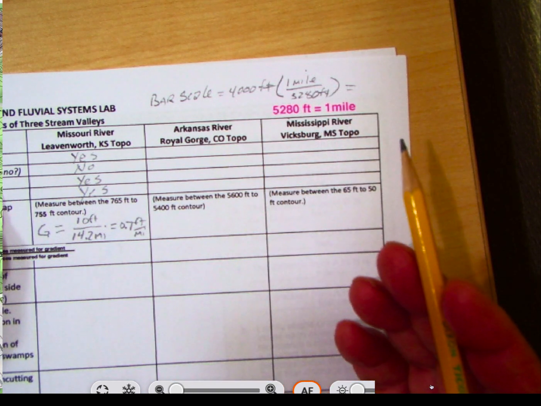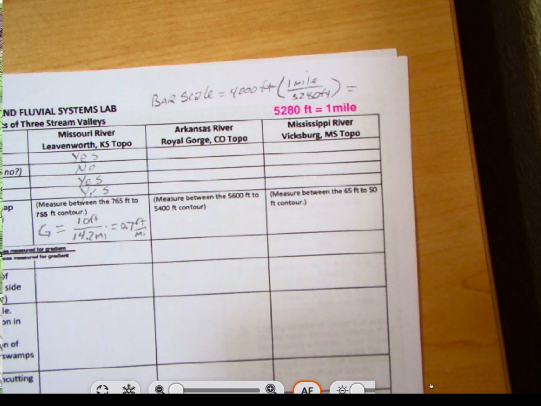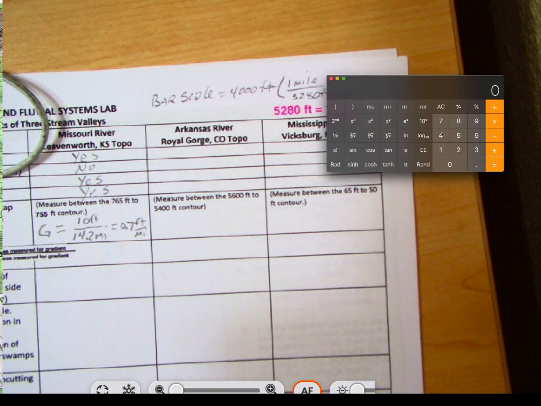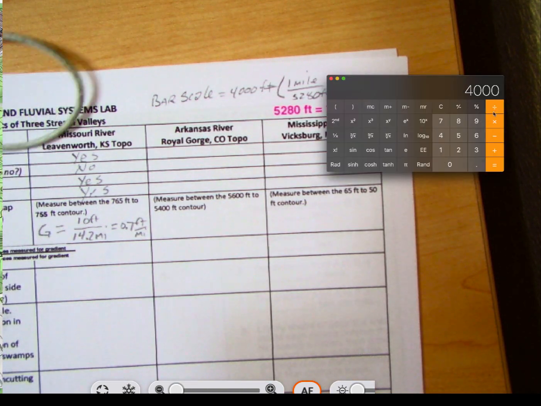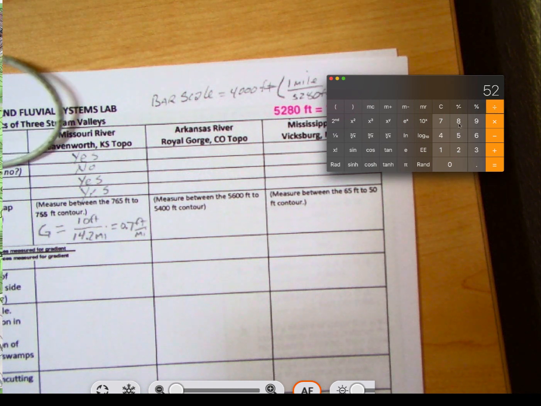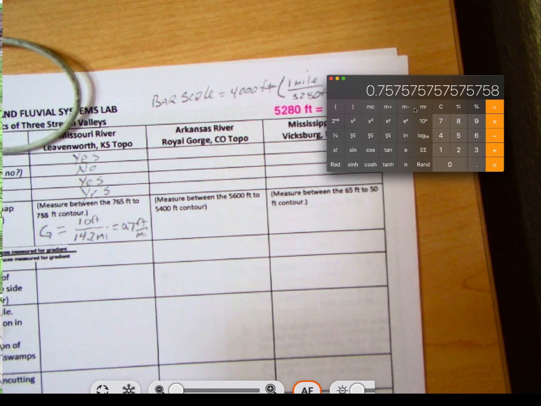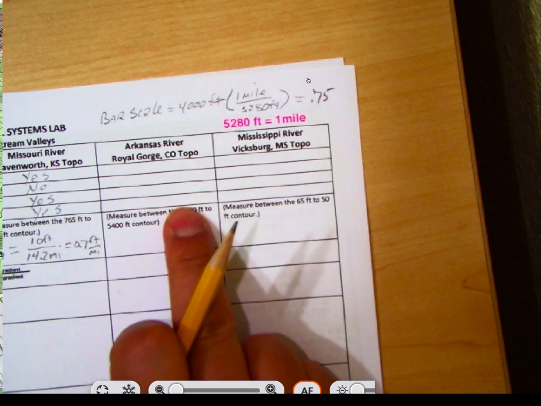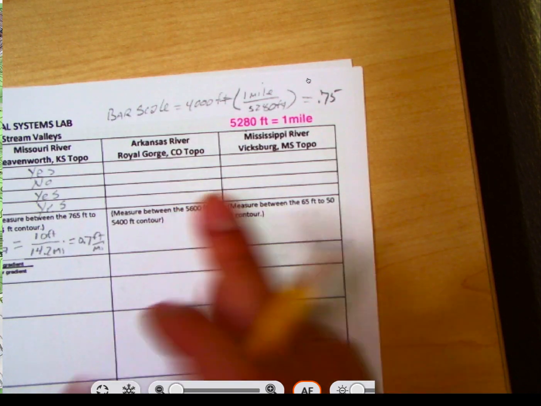So do that to give you what that bar is in miles. We can just do it real quick here. We'll take our 4,000 and divide it by 5280. So that's 0.75 miles. That's easy enough. So on our Arkansas map, those 4,000 feet is 0.75 miles.